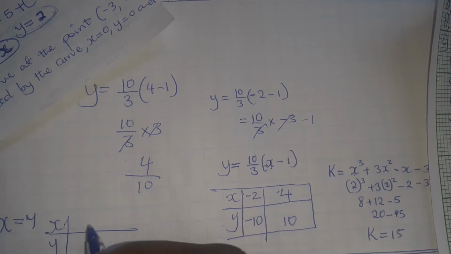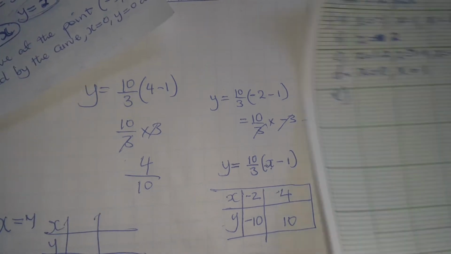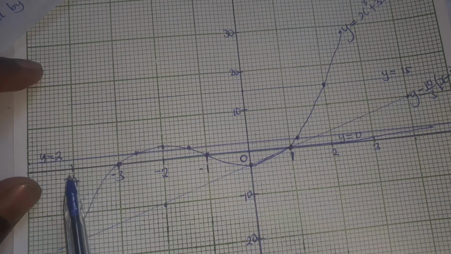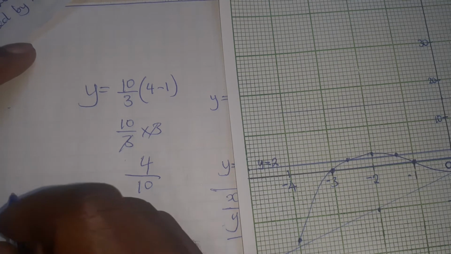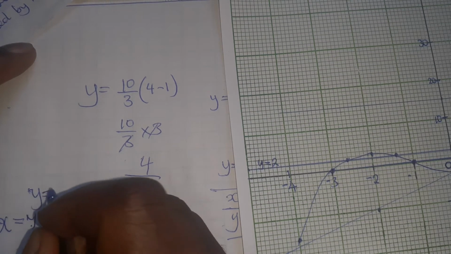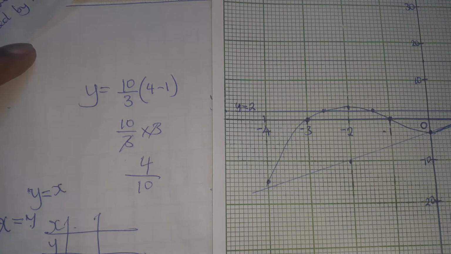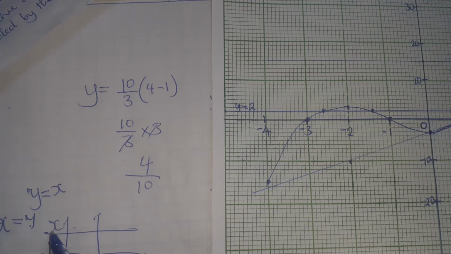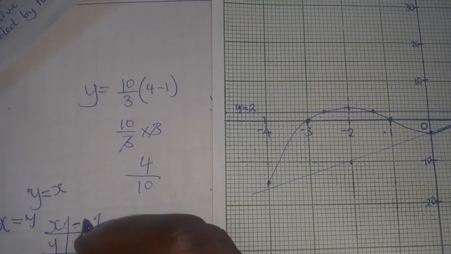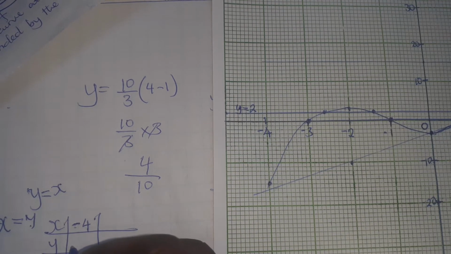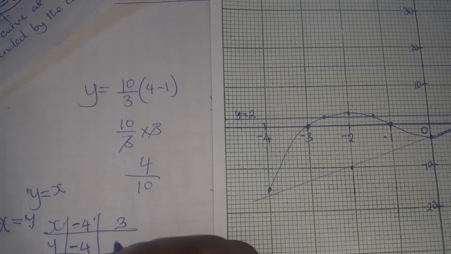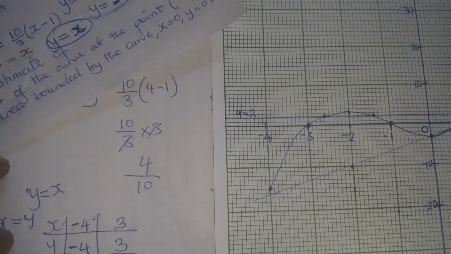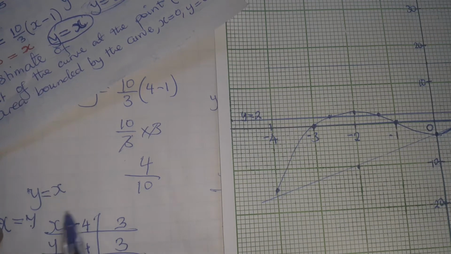So we have x and y here. If x is equals to negative 4, x is equals to y is the same as y is equals to x. So what this means is that these coordinates, this point, they've got the same what? Coordinates. If this is equals to negative 4, even this one will be equals to negative 4. If this one is equals to 3, even this one will be equals to 3. This is the equation that we are talking about.